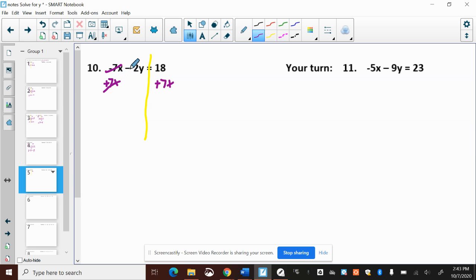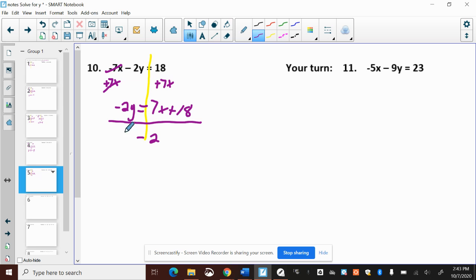These cancel out. That negative needs to move down. So make sure it all moves down together, the entire term. X term in front, and then the 18. These are not like, so they cannot be combined. We're interested in just y, so we're going to have to divide everything through by negative 2.